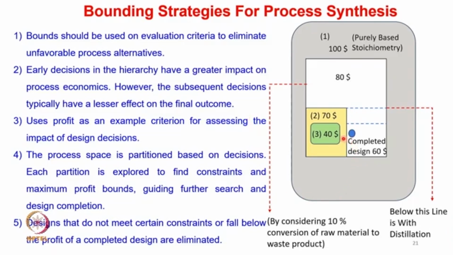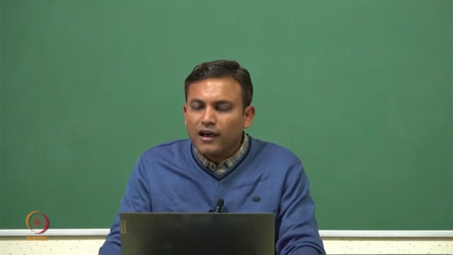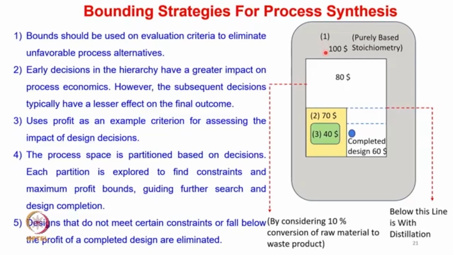Let's say you have a reaction occurring in the process, and based on pure stoichiometry, you calculate the profit, and the profit comes out to be $100. But let us assume that this reaction also has a side reaction where around 10% of the raw material is converted to a waste product. So if we account for this side reaction, the maximum actual profit we can earn comes out to be $80. So we can see that the initial search space has been reduced by using another block, the white colored block here.